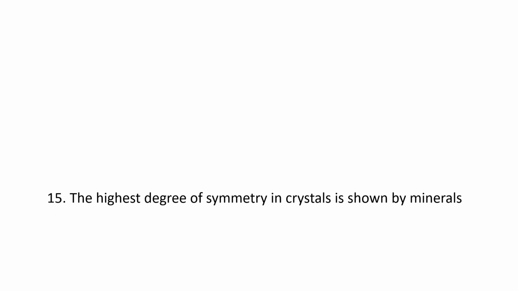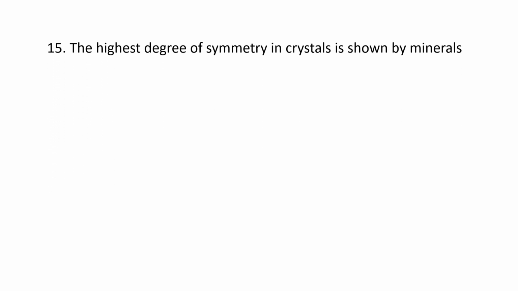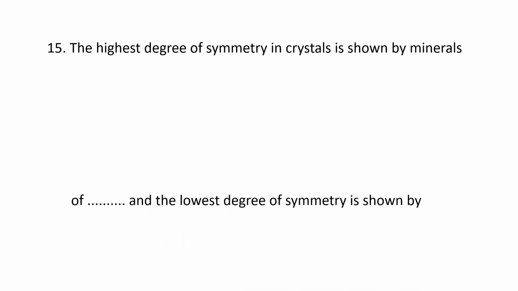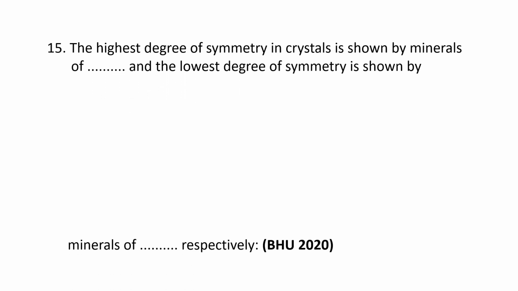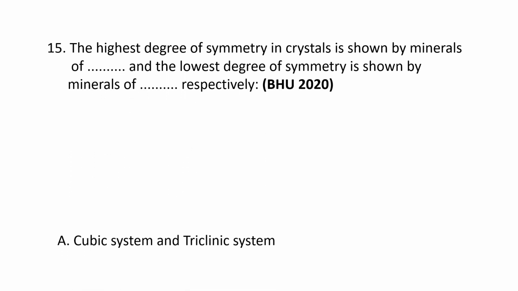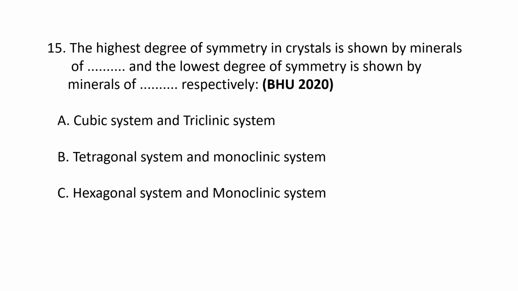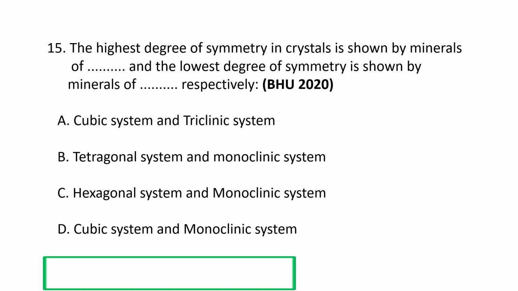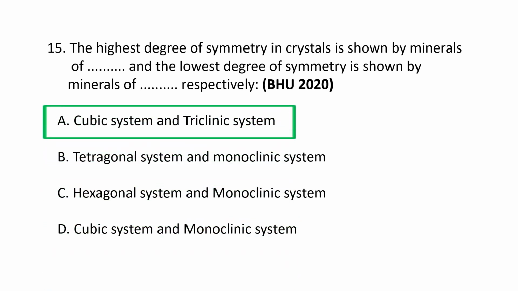Next question. The highest degree of symmetry in crystals is shown by minerals of, and the lowest degree of symmetry is shown by minerals of A. Cubic and triclinic system respectively, B. Tetragonal and monoclinic system, C. Hexagonal system and monoclinic system, and D. Cubic system and monoclinic system. The correct option goes as A. Cubic system and triclinic system. The crystal system with the highest degree of symmetry is the cubic system, while the one with the lowest degree of symmetry is the triclinic system. So A is the correct option.